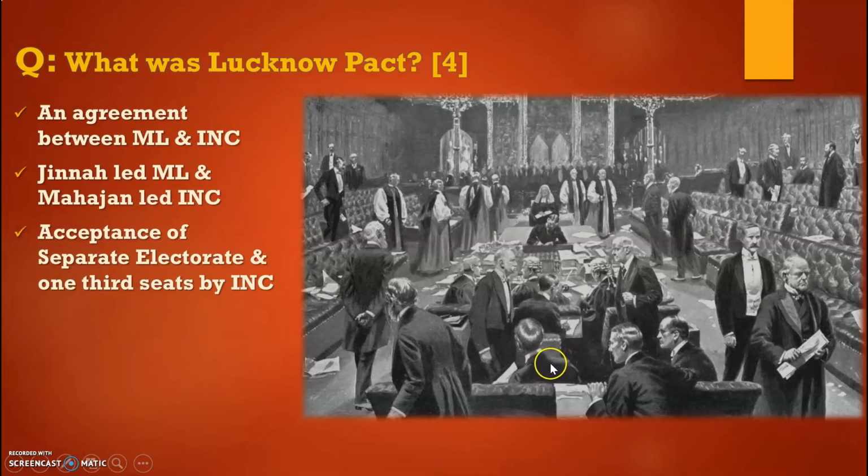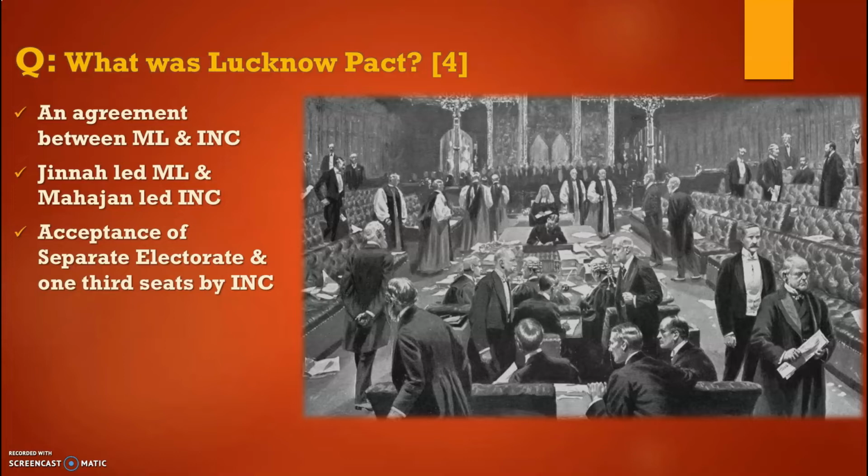Now, as you know that in our previous video of Shimla deputation, hum logon ne discuss kiya tha ke jo Muslims hain, they got the separate electorate as well as the 1/3 seat in the council by Lord Minto. Aur us waqt INC ne isko undemocratic call karke deny kiya tha, reject kiya tha. But this time, the INC agreed to accept both these demands by Muslims. So this would be your third point in the answer.